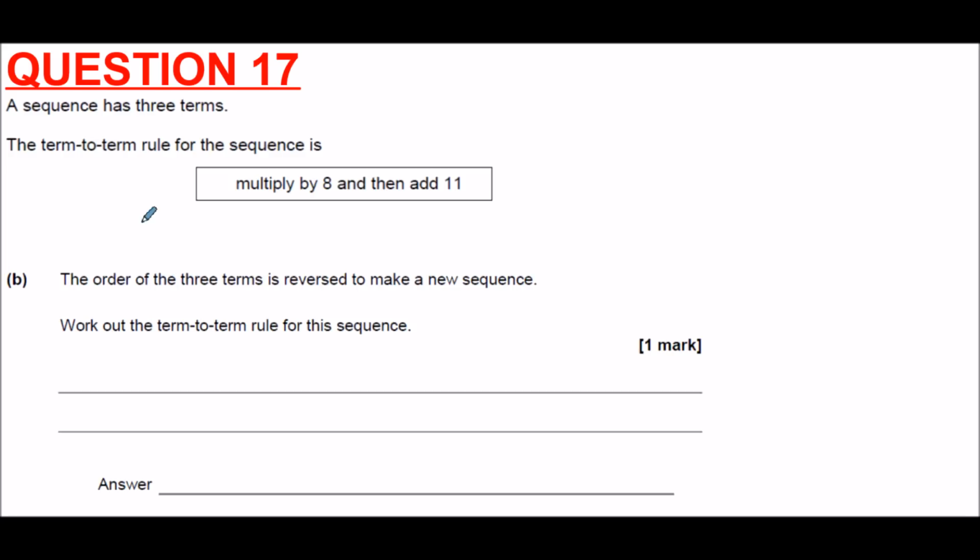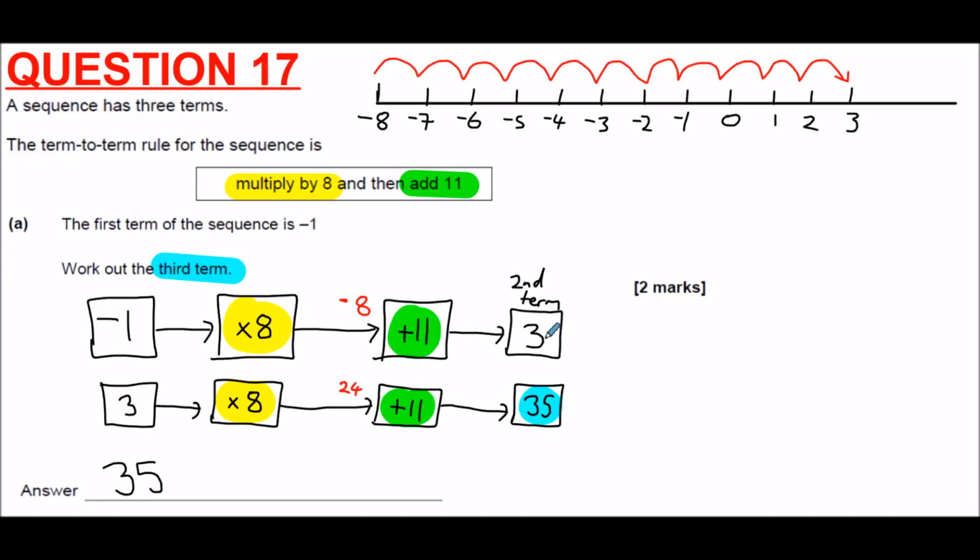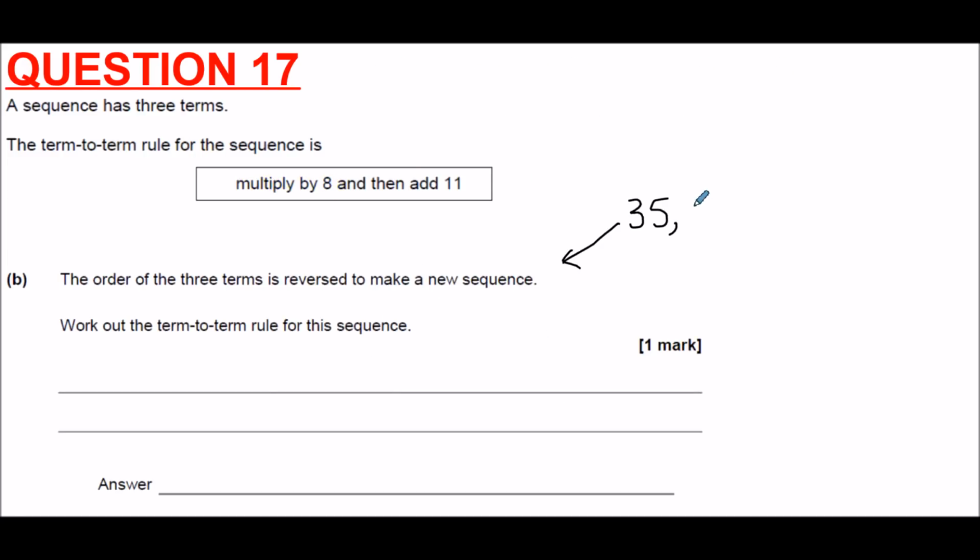Part B, it says the order of the 3 terms from Part A is reversed to make a new sequence. And so if it were reversed, the last term was 35. The second term, we said it was, I believe, 3. The first term, which is now the last after reversing the order, is minus 1. So the term-to-term rule for the previous sequence was you multiplied by 8 and then added 11.